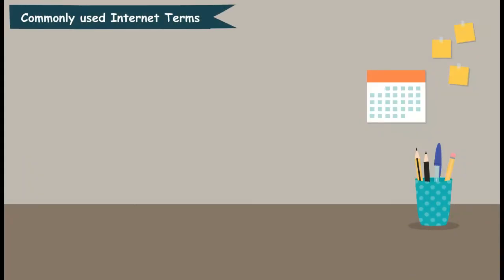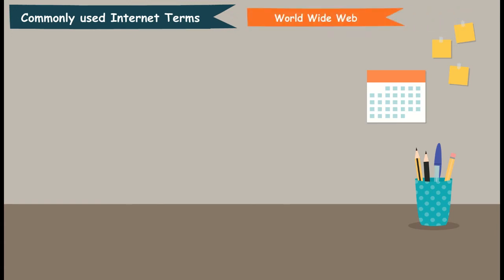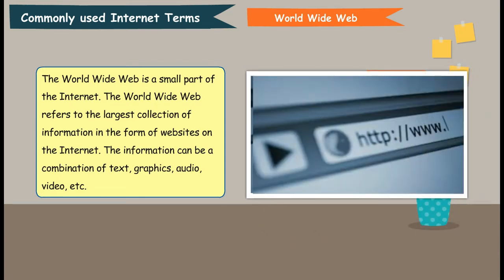Commonly used internet terms. There are some basic terms that are associated with the internet. World Wide Web. The World Wide Web is a small part of the internet. The World Wide Web refers to the largest collection of information in the form of websites on the internet. The information can be a combination of text, graphics, audio, video, etc.